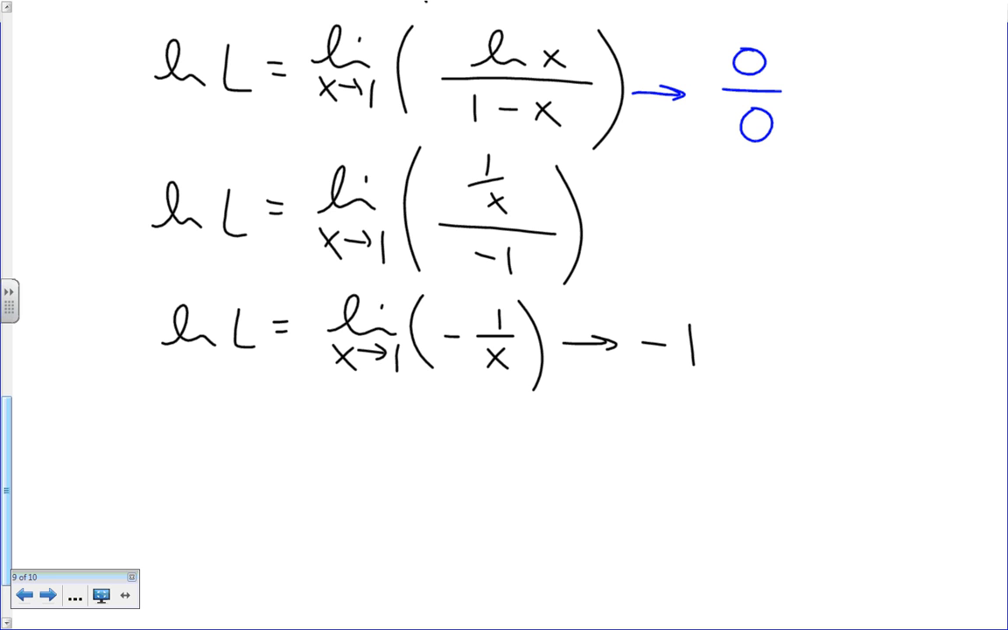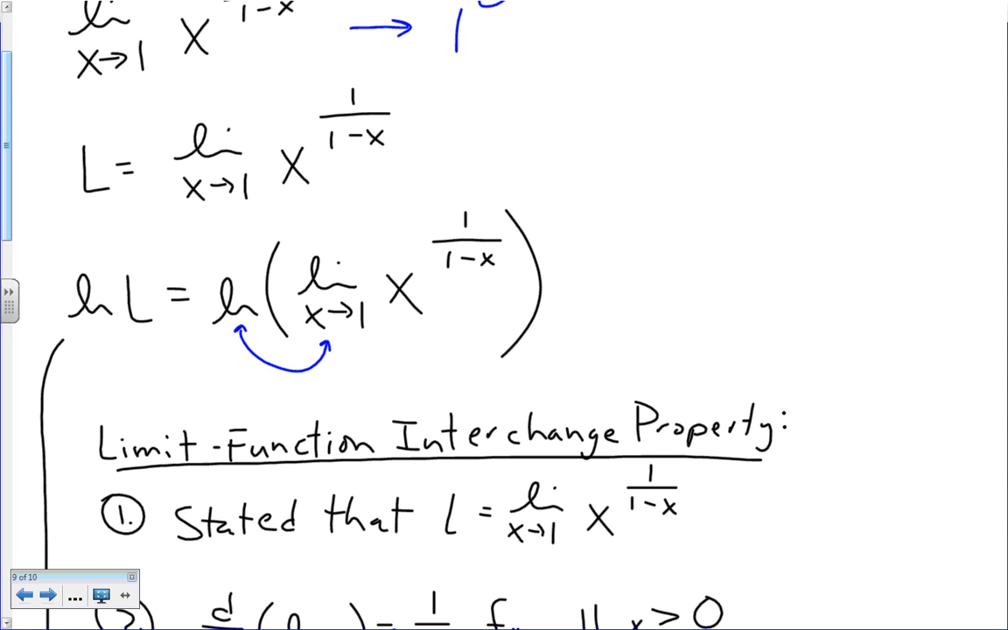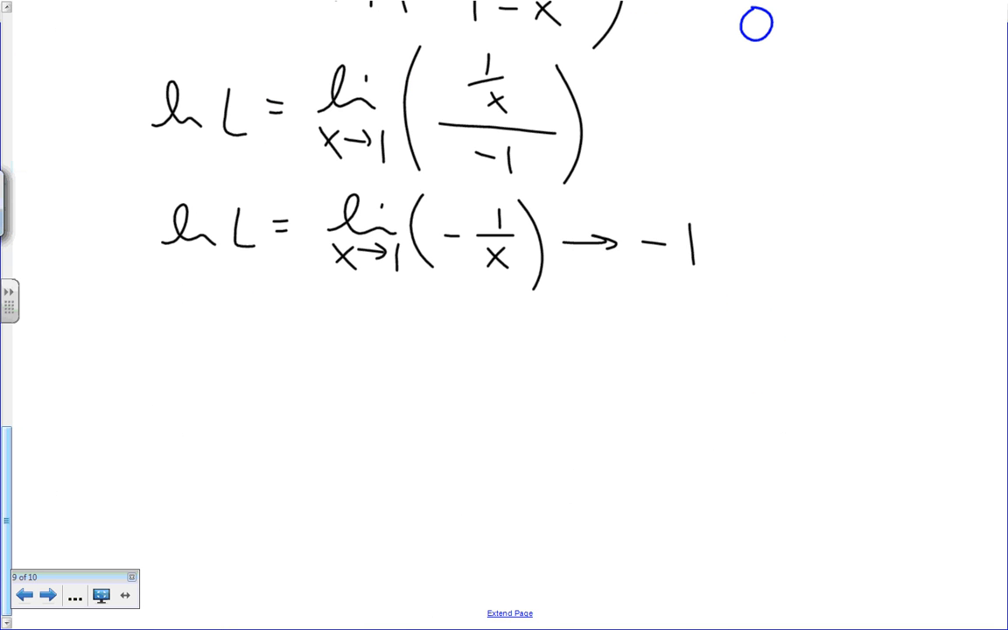Now, that's not our answer. It's not the limit that's equal to a negative 1. Remember that we were trying to find, let me go back up here, this limit right here, which is what we defined as L. We said L is equal to that. So down here, we don't have that L is equal to that. We have the natural log of L is equal to that. This is why we keep writing down this natural log over on the left side so we don't forget this. It's the natural log of L that turns out to be a negative 1.